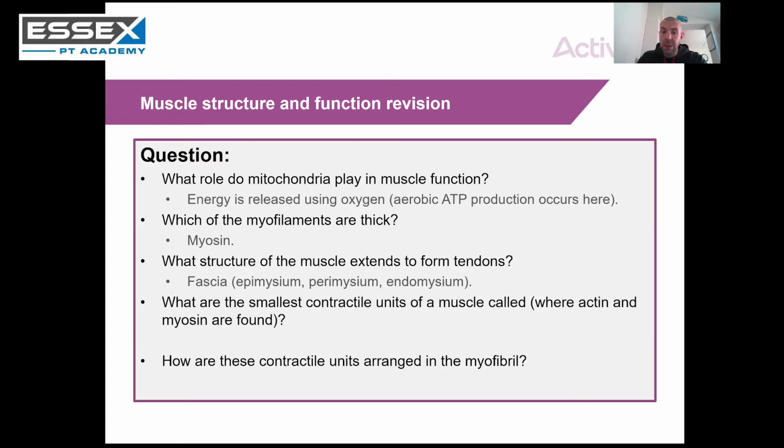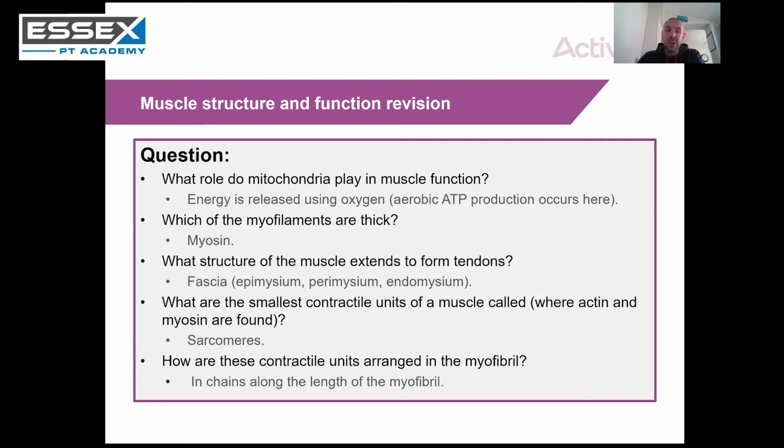What are the smallest contractile units of the muscle cord where actin and myosin are found? So if you remember that exploded diagram right at the very end, actin and myosin are found in the sarcomere. So they're both together. Although they show them separately on that diagram, they're actually together in the sarcomere. And how are these contractile units arranged in the myofibril?